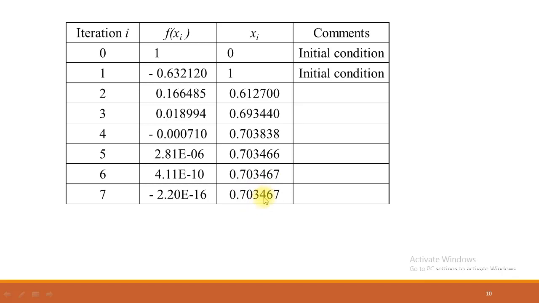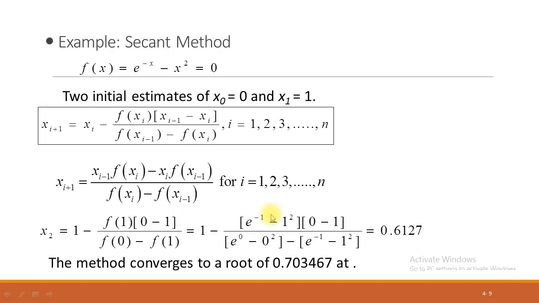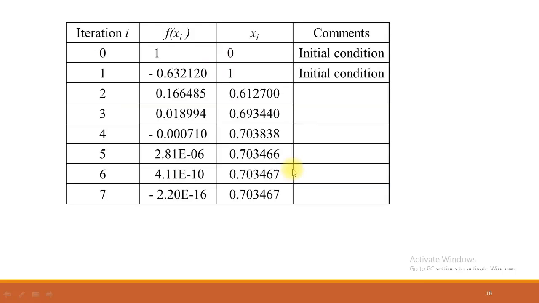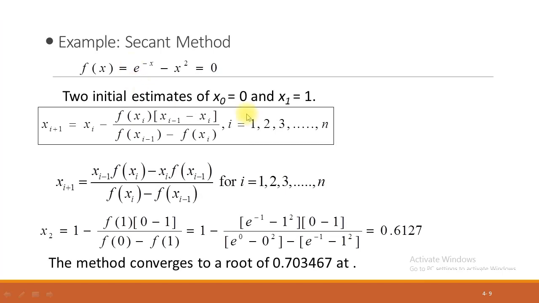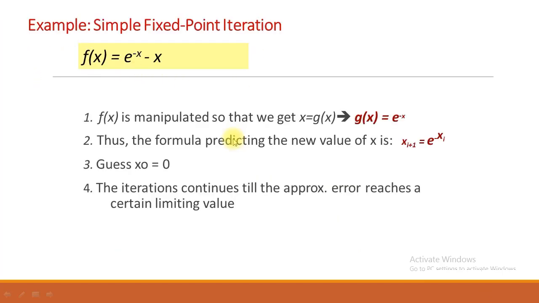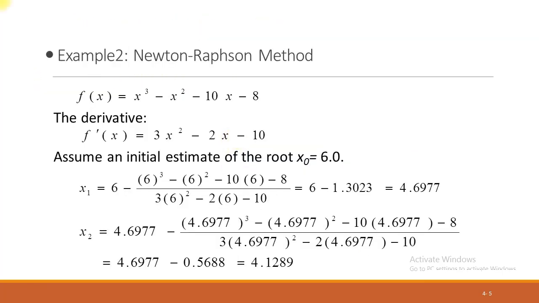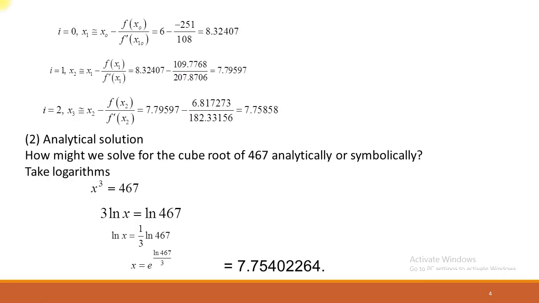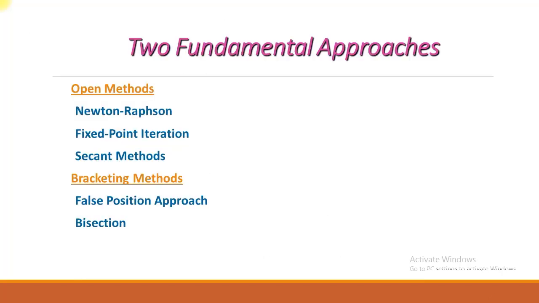And when we put this root into the given equation we obtain minus 0.2010 raised to the power minus 16. It means that when we put this root into the given nonlinear equation we obtain a result very close to 0. So dear students, in these examples you noticed how to use the Newton-Raphson method, how to use the fixed point iteration method, and how to use the secant method for approximating the root of nonlinear equations.